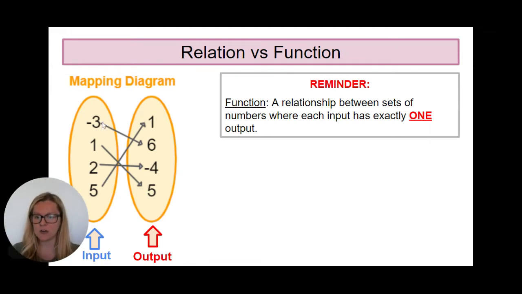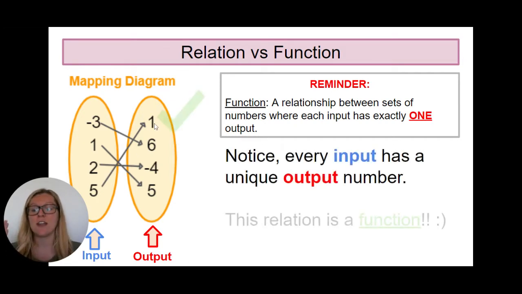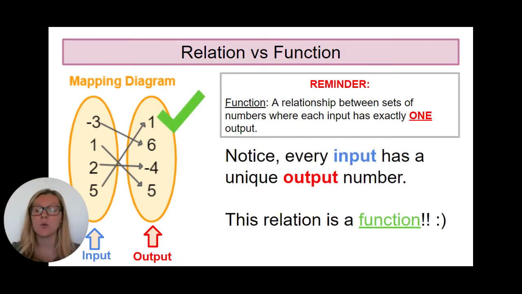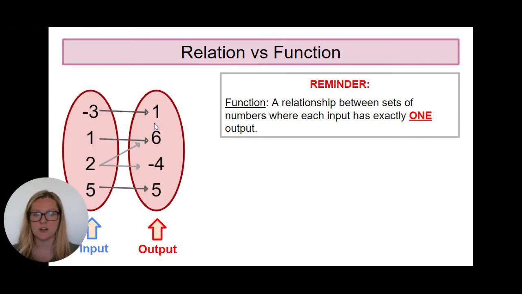So our mapping diagram here, we notice that the inputs are on the left, the outputs are on the right, and our goal is to look, hey, does each input only have one output? So -3 goes only to 6, 1 goes only to 5, 2 goes only to -4, and 5 goes only to 1. So yes, every input only has one output, so it is a function. This is an example of a function. Let's look at another example.